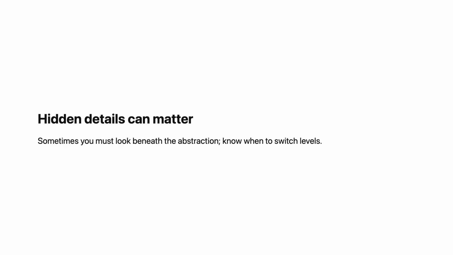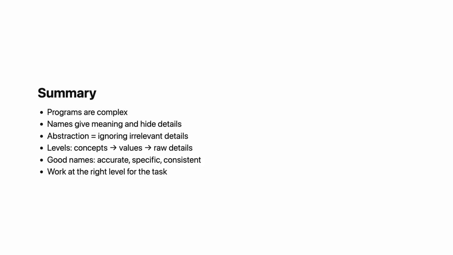This is why understanding levels of abstraction matters. You must be able to move between levels, work at a high level for clarity, dive into lower levels when needed. The goal is not to always work at the highest level. The goal is to work at the right level for the task. Sometimes that is high, sometimes that is low. Knowing when to switch is a skill.